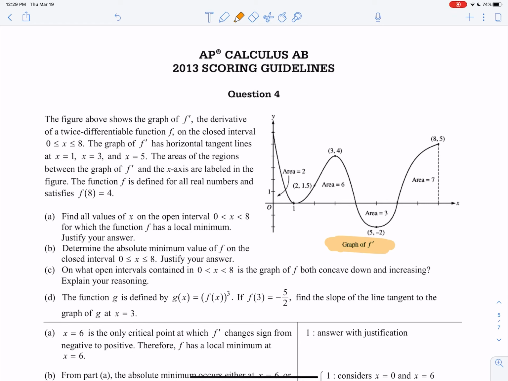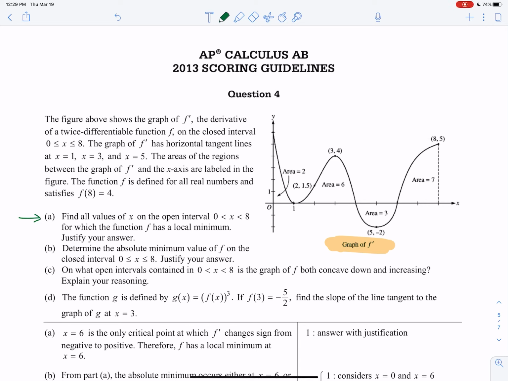They give you a couple of facts in the paragraph at the beginning, but basically they're mentioning that there are horizontal tangents at 1, 3, and 5. And they indicated some areas there. We'll come back to that in a second. Here we go. Here's part A. Find all values of x where f has a local minimum.